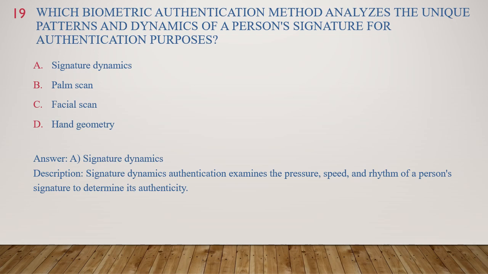Facial scan. This method analyzes the facial features of a person for identification. While signatures can involve facial expressions, the primary focus is on the written signature itself. Hand geometry. This method measures the size and shape of the hand and fingers. It doesn't analyze the dynamics of a person's signature.